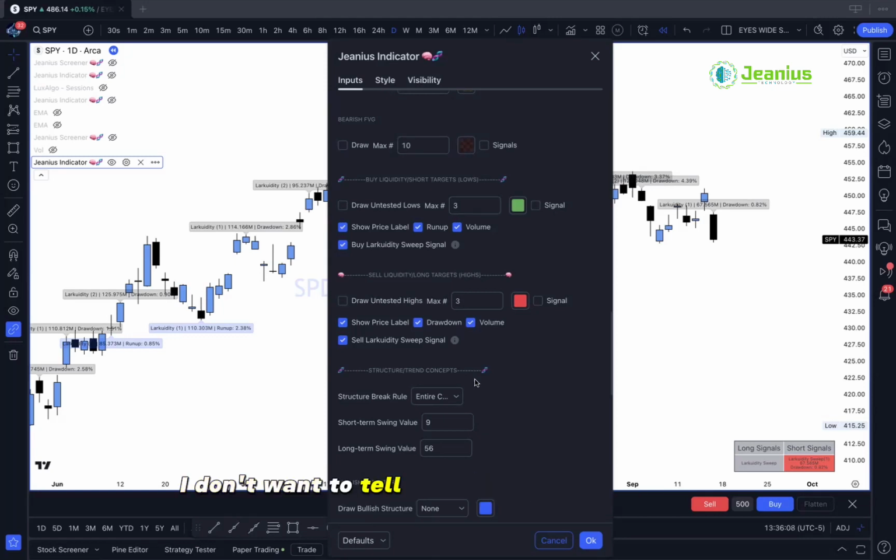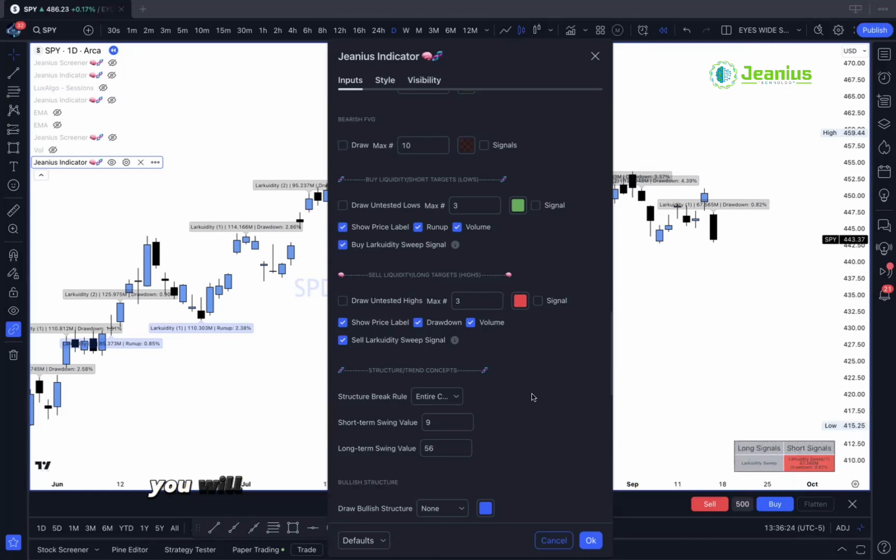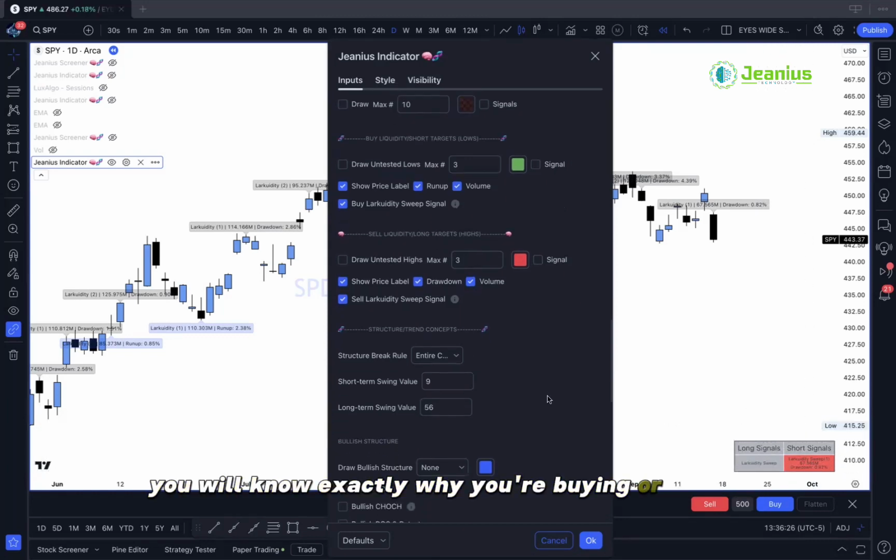I don't really like signals. I don't want to tell people when to buy or sell, but I would want people to know why they're buying or selling. I think that's the beautiful part about this indicator: when those combo signals start to come up, you will know why, because it will tell you everything down here at the bottom. You will know exactly why you're buying or selling.